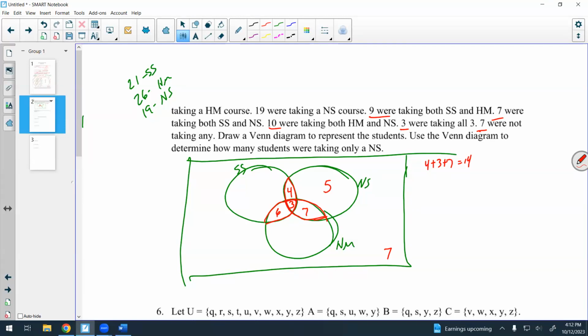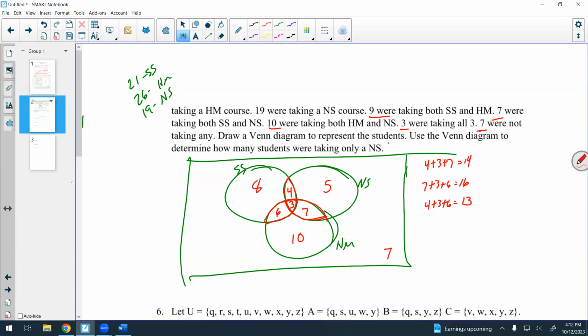Okay, humanities has 26. Well, I've accounted for 7 plus 3 plus 6, which is 16. So how many are left? And then social science has 21, and I have 4 plus 3 plus 6 accounted for, which is 13. So how many are left?